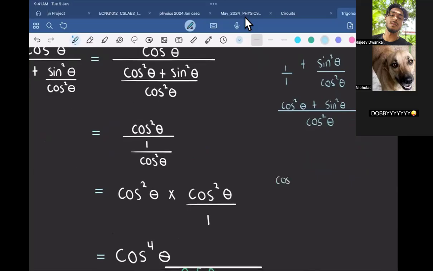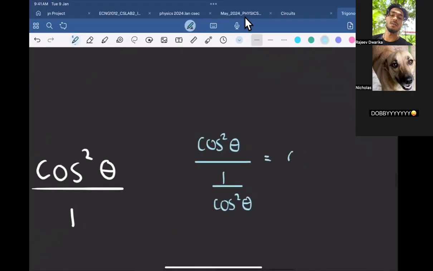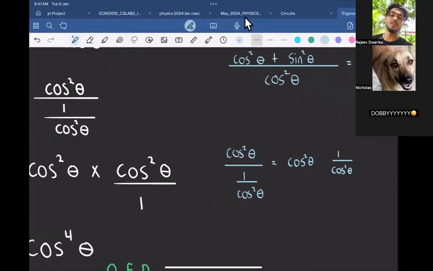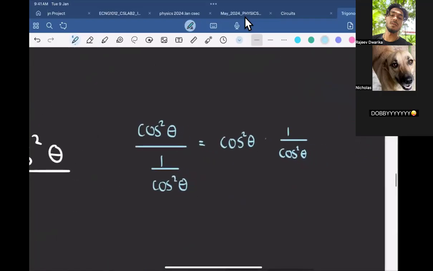So I have cos square theta all over 1 over cos square theta. So Kira, this over here is equal to cos square theta. What sign am I going to put in the middle? Add, divide, multiply? Divide. Right. And if I go from division to multiplication, what would I have to do with this term? Triple. Right, so I'm going to end up with cos square theta multiplied by cos square theta over 1.